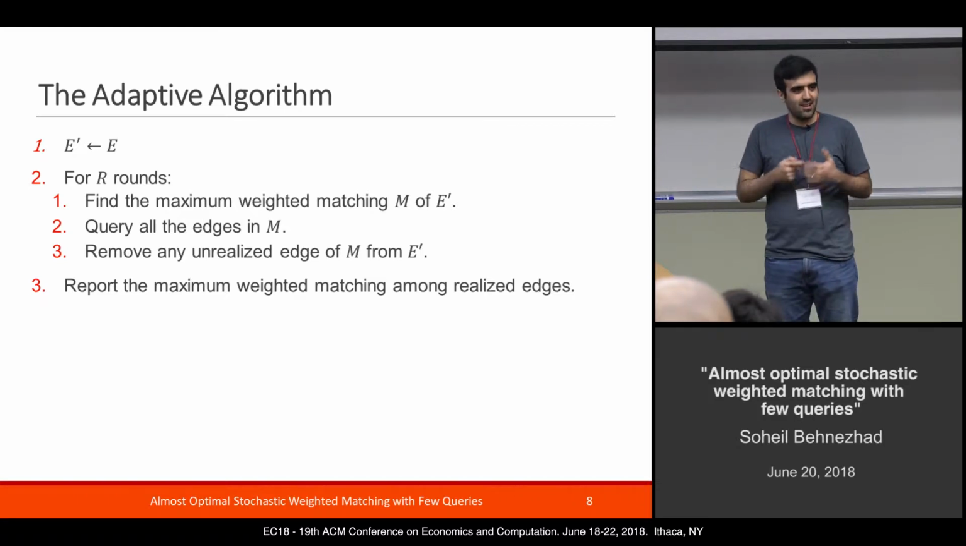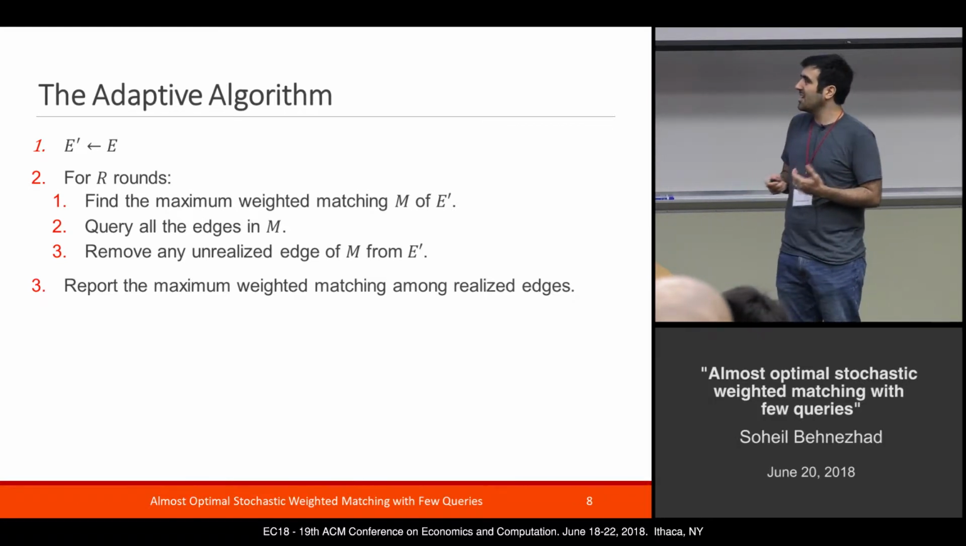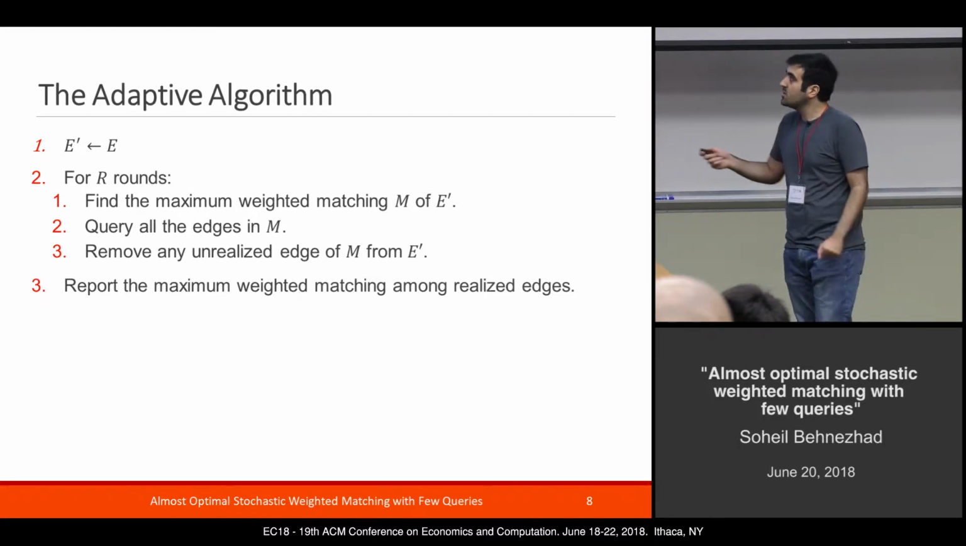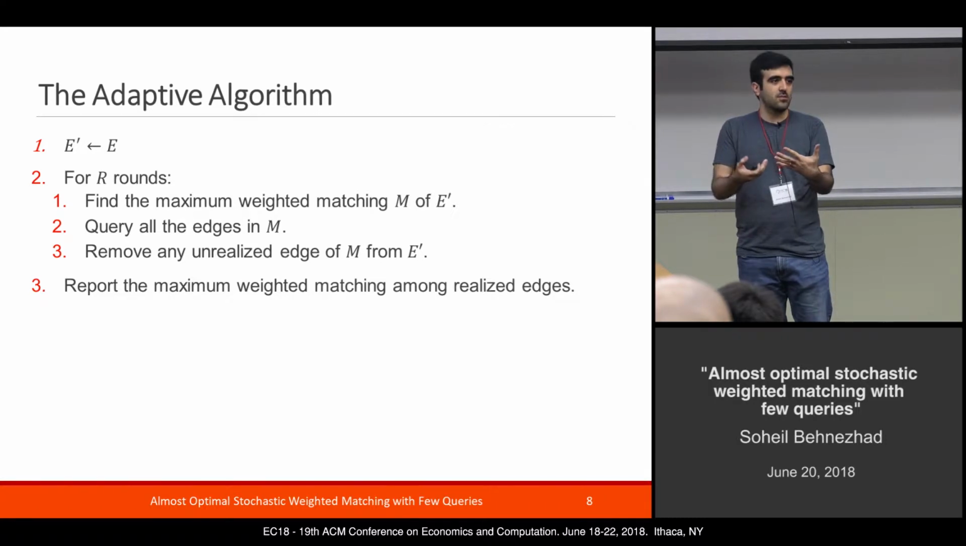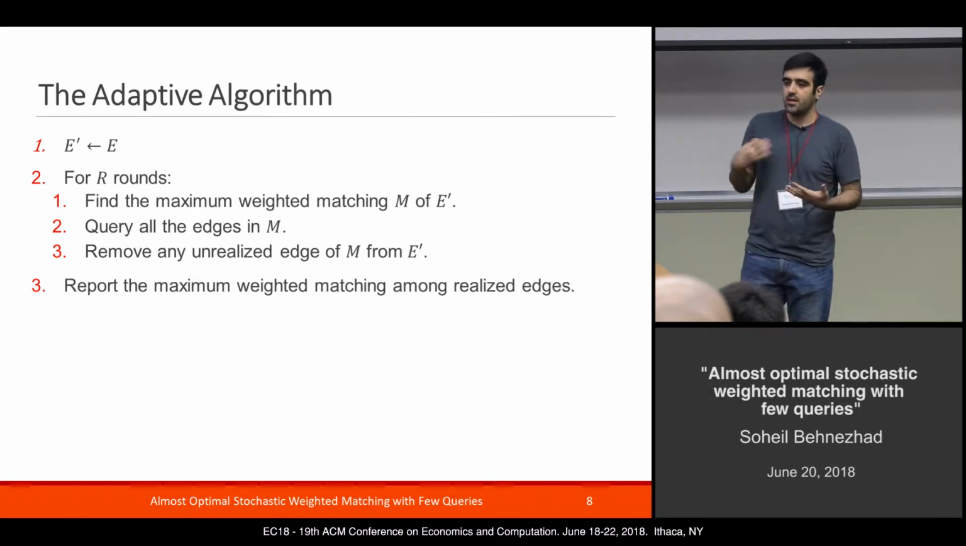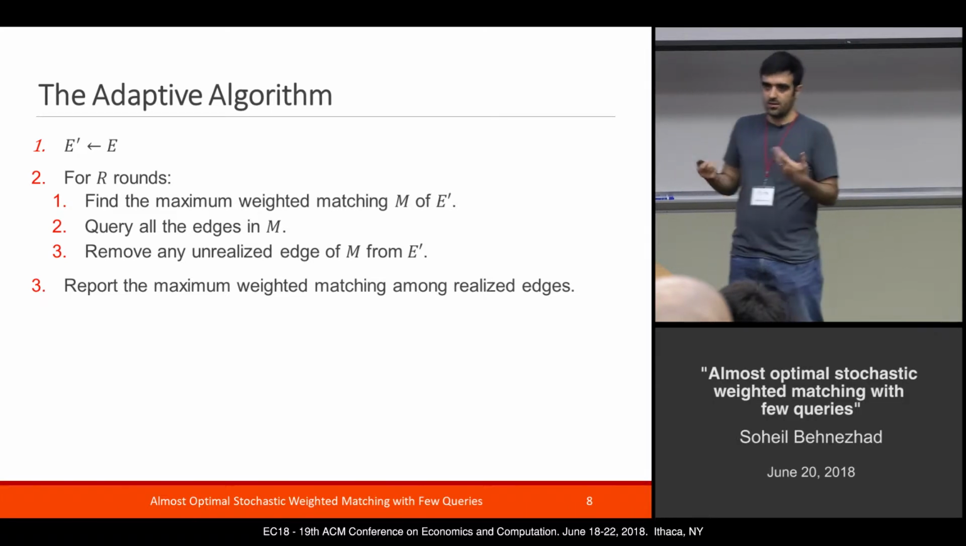Okay. So I'll focus on the adaptive algorithm. The algorithm is actually really simple. What you do is take a maximum weighted matching and query its edges. If you see that some edges are not realized, you just remove them from the graph. You again take a maximum weighted matching and query its edges, and so on.